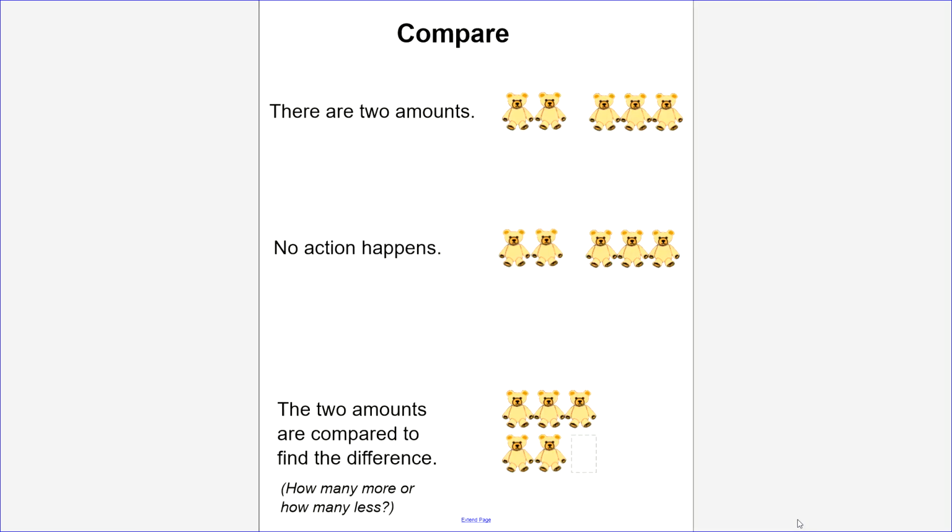So, in a compare problem, there are two amounts. There is no action that happens in a compare problem. Instead, the two whole amounts are compared to find the difference. You can see here that we have two amounts of teddy bears, 2 teddy bears and 3 teddy bears. No action happens, but we compare the amounts of teddy bears, 3 teddy bears and 2 teddy bears, to find the difference between the two amounts. You can see that the difference is the distance or difference between 2 and 3.